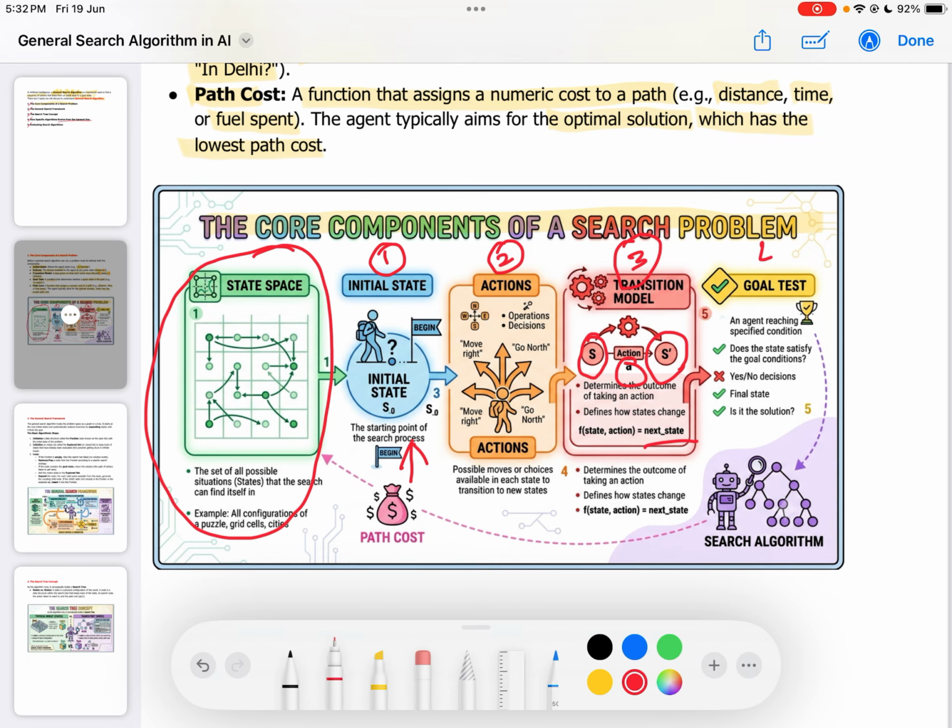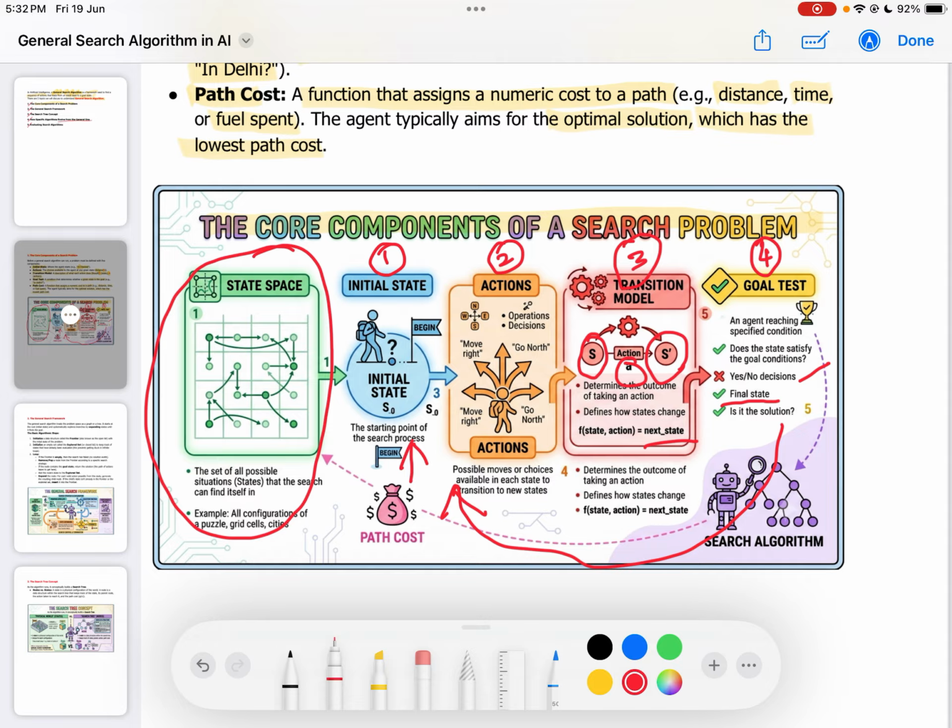Then we have the goal test. Goal test is nothing but, have we reached the destination? Is it the final state? If the answer is no, the search algorithm will move to the next possible action that is available from that state, and see what the next steps are. Okay, hope you understood the core components of a search problem.